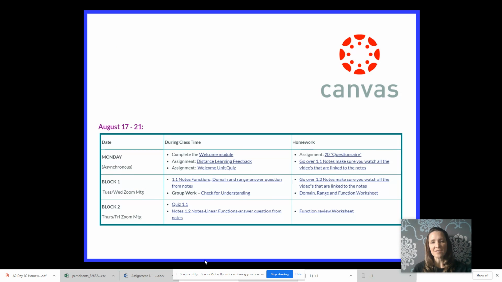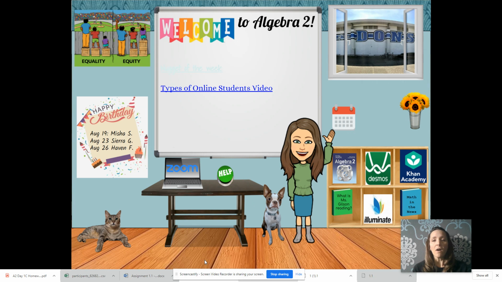So this year we have Canvas. We're all new to Canvas this year, but it's a wonderful learning management system. Each day, students should be logging into Canvas and looking at the home page. The home page is where they're going to get information about what's coming up for the week. It also has embedded Zoom links, links to assignments, links to notes, and an easy way for them to navigate Canvas.